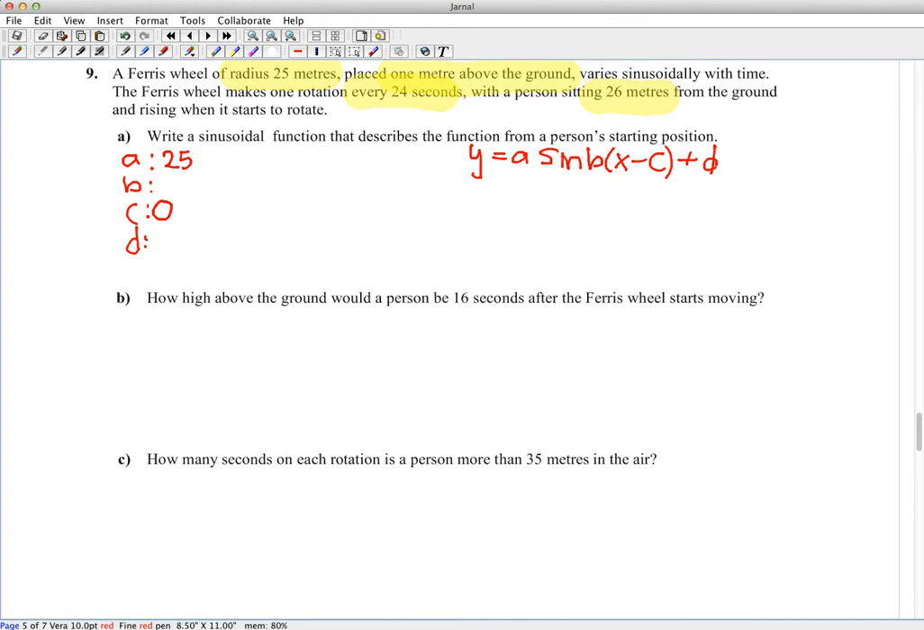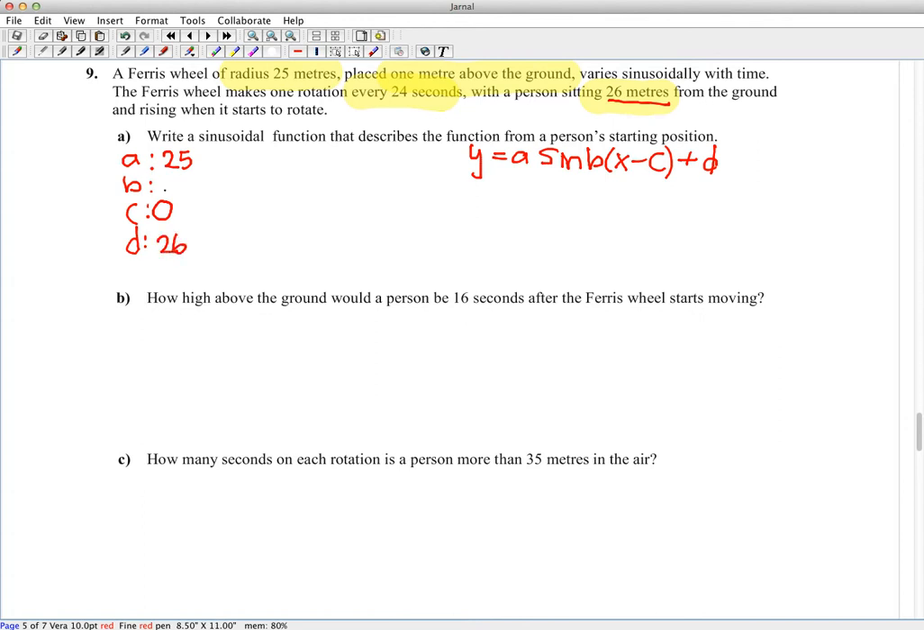The D is the vertical displacement, and to find that, you just have to think of how a normal sine graph would be. A normal sine graph goes over the x-axis, and in this situation, we know that the person starts 26 meters above the ground, but the Ferris wheel itself is only 1 meter above the ground, so you can assume that the 26 meters here is the middle point, which is what the vertical displacement is. So that's going to be 26.